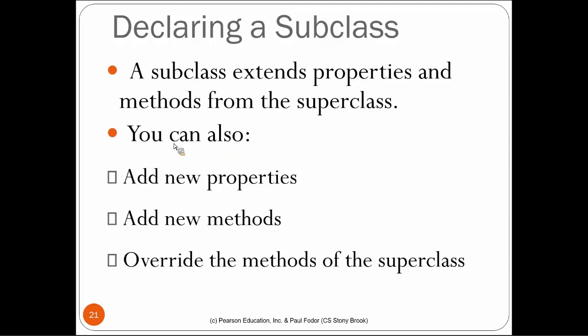So what exactly does a subclass do? A subclass extends the properties and the methods of the superclass. Basically, it inherits all the properties, data fields, and all the methods from the superclass, but in addition can add additional properties, can add additional methods, like for instance, getDiameter in the case of circle, was not defined in the superclass as abstract, and only circles may have diameter. Or it can override the methods of the superclass. That means that it can define modified methods or more specific methods for the subclass.